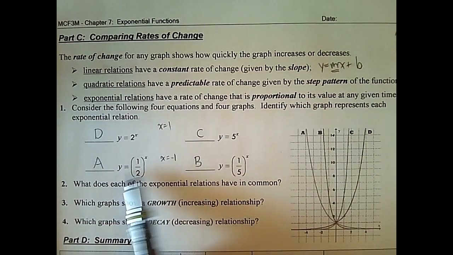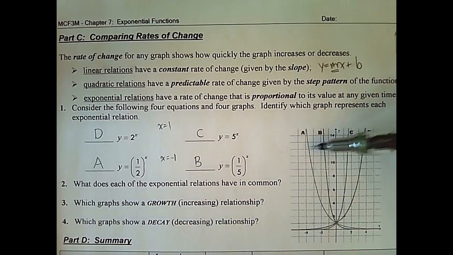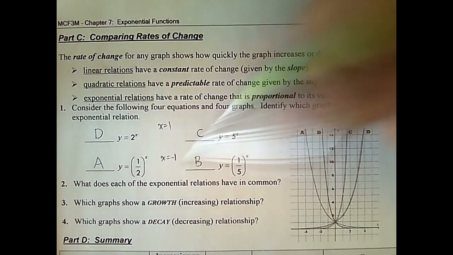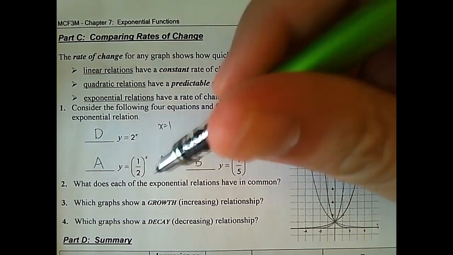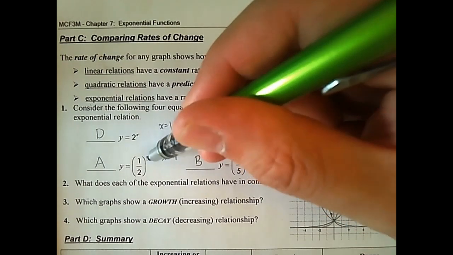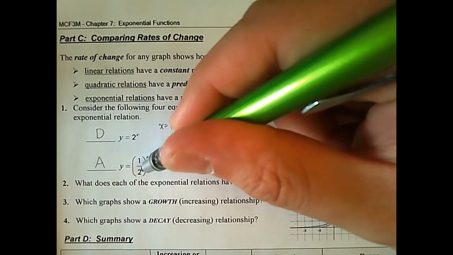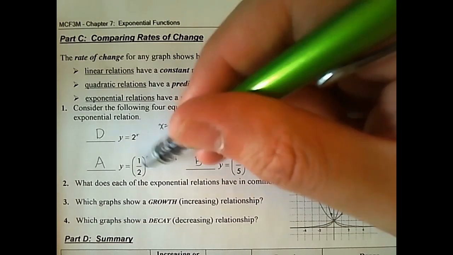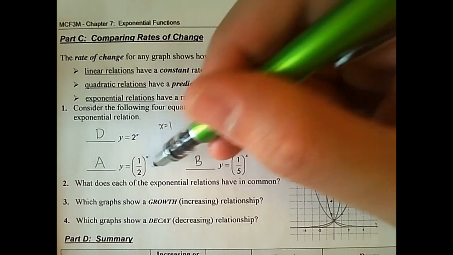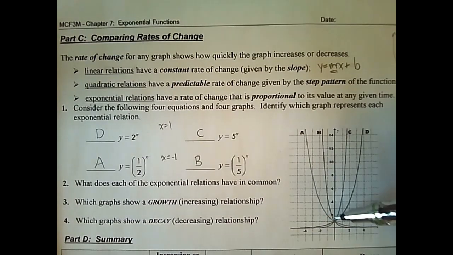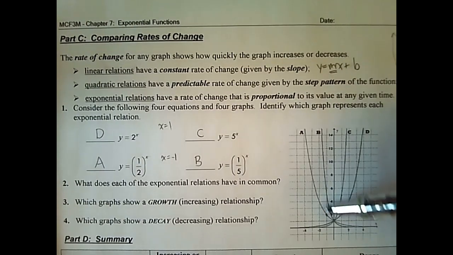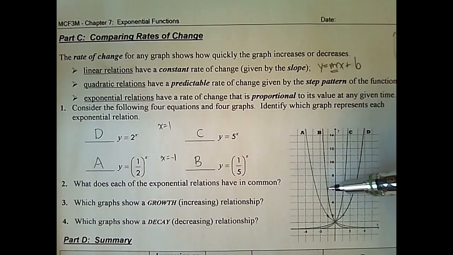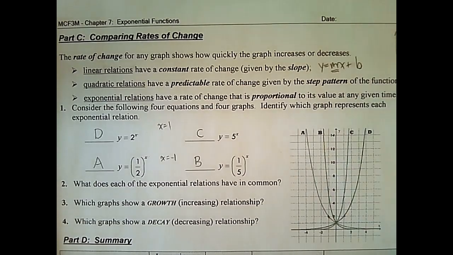Then I did the same thing for these two. I know these are decreasing because they have a fraction as the base, and I picked x equals -1. If I put -1 here, remember it goes to the bottom, and then I flip it to make it a positive number, so at -1, y is equal to 2. That's over here for line A, and then 5 for B. So that's how I got my answers.